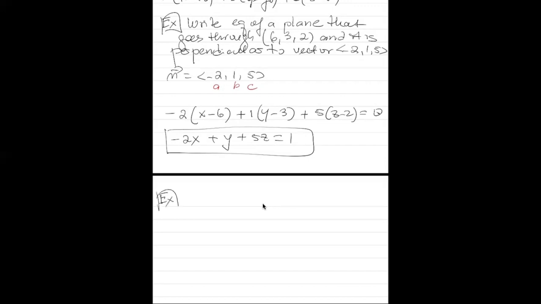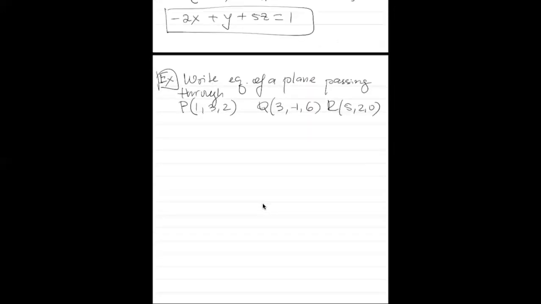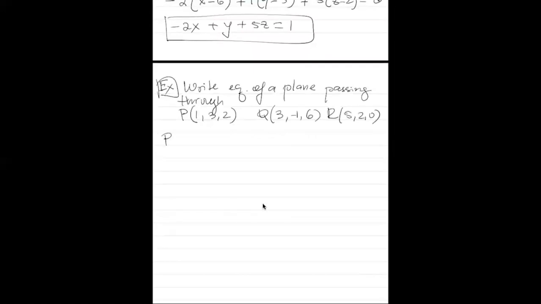Another example. Write equation of a plane passing through 3 points. P, 1, 3, 2. Q, 3, negative 1, 6. R, 5, 2, 0. So 3 points determine unique plane. You need to determine the vector PQ. And we'll call this vector A. And after you use the initial and terminal point, you subtract.